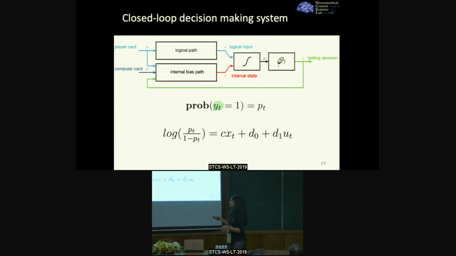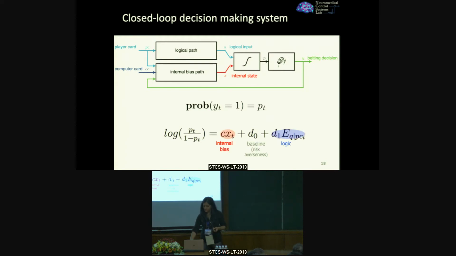And we're going to just use a simple logistic regression, okay? We're going to say the log of the odds on trial T is some combination of the internal state, maybe just a constant bias or baseline of betting high, as well as the card that you get, okay? So in particular, we're going to look at the expected outcome conditioned on the card as your U of T input, okay? So this is internal bias, this is logic, and this could be sort of the baseline, how risk averse you are at baseline, okay? So that's sort of my output model, my instantaneous output equation.